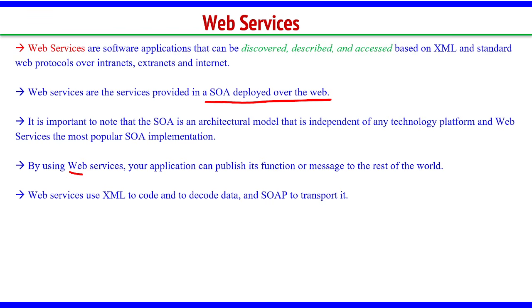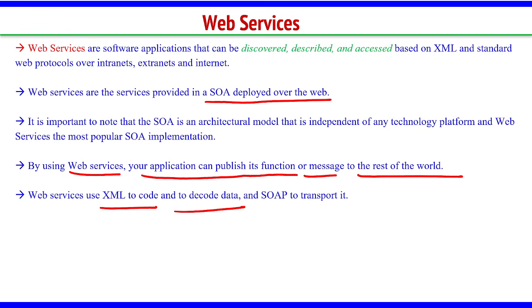By using web services, your application can publish its function or message to the rest of the world. You can expose your service to the rest of the world. Anybody who wants to use that service can use it, right? Web services use XML to code and decode the data and SOAP to transport it. We will study what SOAP is in the next slide.